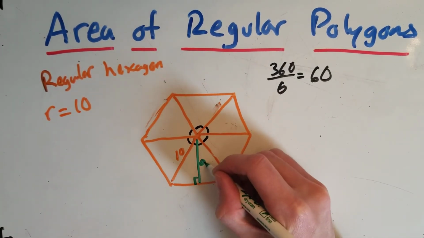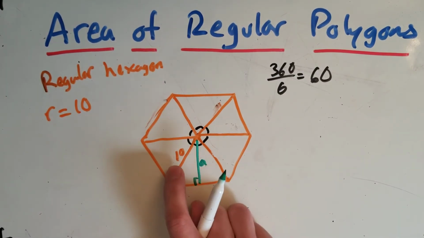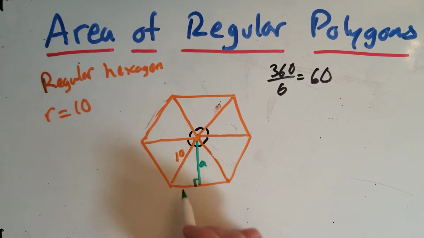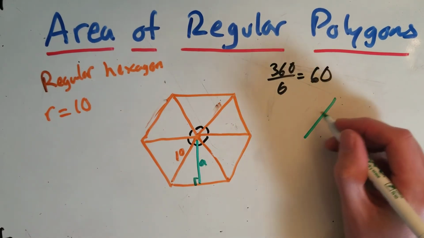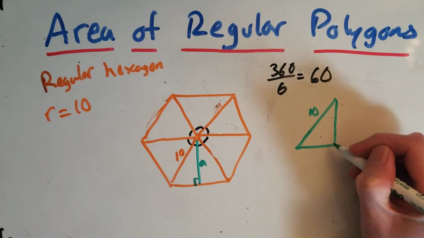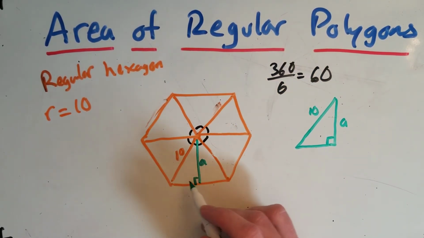We don't know what it is, I'll call it A. We know that this is the apothem, we know this length is 10. There's a few different ways you can do this. I'm going to focus on just this little triangle right here with the 10 up here. This was a right angle, this is the apothem, that's what I'm taking out, this little triangle over here.